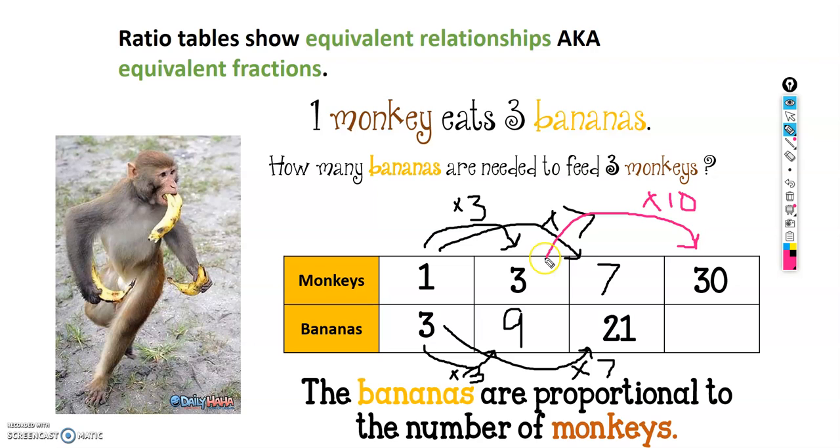Since I went from this box, I have to go from the same box to get how many bananas we need for 30 monkeys. And this is times 10. I know this is starting to look kind of messy, but writing it down helps me. 9 times 10 is 90. So I would need 90 bananas to feed 30 monkeys. Hopefully you don't have that many monkeys at your house.